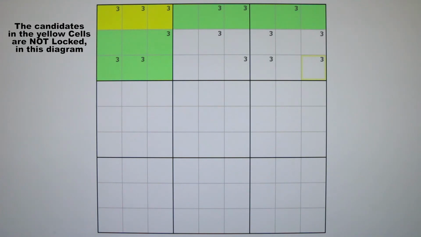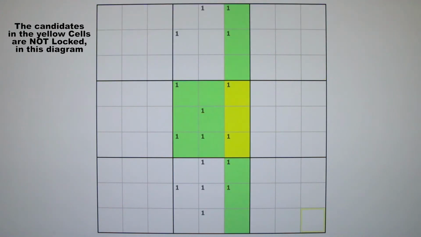Now, if you have 2 or 3 instances of the same candidate that lie within the intersection of a row and a block, or within the intersection of a column and a block, and there are other instances of that candidate in both houses, like this, or like this, then the group of candidates in the yellow cells is not really locked.